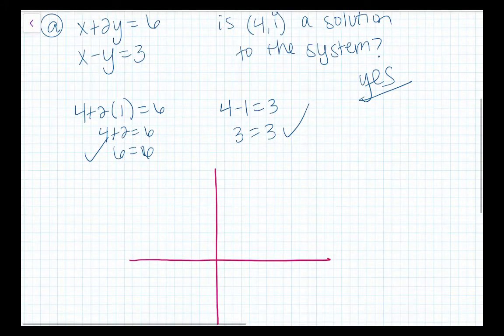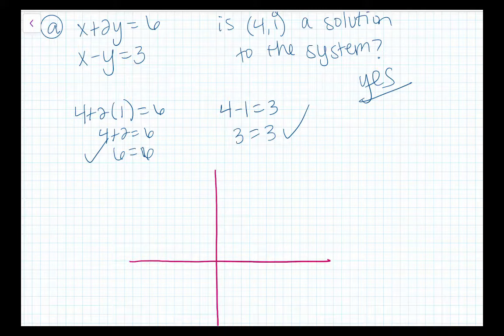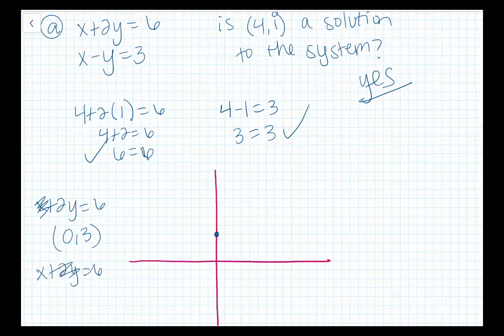All right, so in order to graph these equations, I can either use the x and y intercepts because they're in standard form, or I can solve for y. So I'm going to use the x and y intercepts. If I make x 0, then y is going to equal 3, so that's the point (0, 3). And if I make y 0, then x equals 6. That is the point (6, 0). So for the first equation, those are the x and y intercepts, and I can draw my line from there.